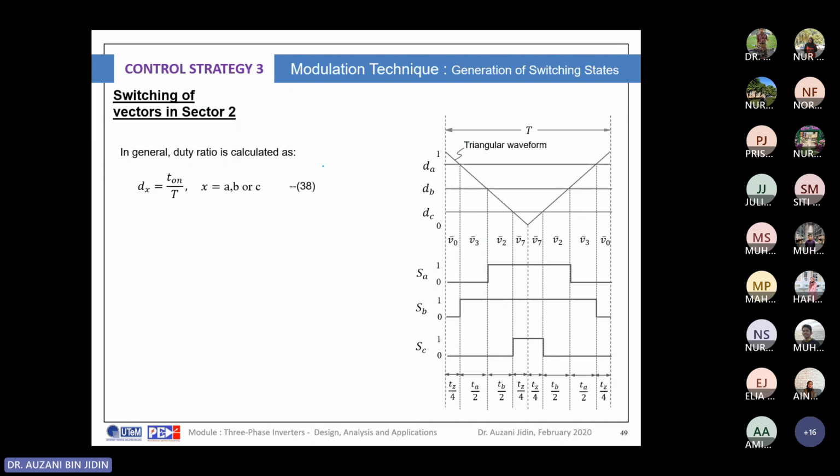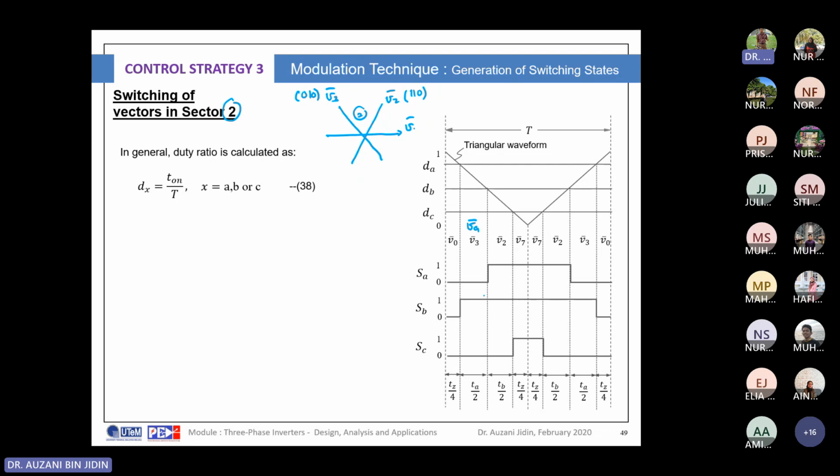You have this vector, right? You have V1, V2, V3. We just write for sector number 2 here, because we focus on sector number 2. Okay, what is the state of V2? 110. Okay, 110. V3? 010. So your VA will be V3. Clear?